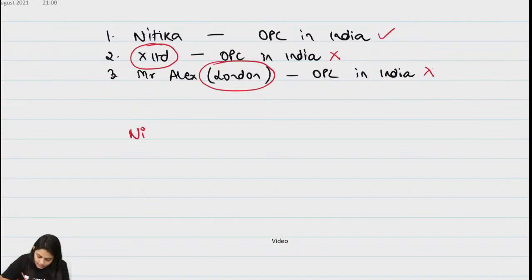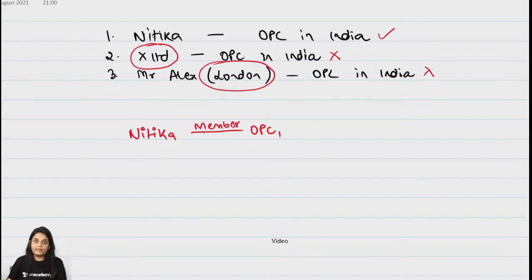Let us say Nitika started 1 OPC. Can she be a member of 1 OPC? Yes. Now Nitika's brother opened another OPC and he said, Didi, I want you to be my nominee. So can Nitika be a member of OPC 1 and nominee of OPC 2? I want an answer from everyone. Yes or no? Can she be a member and nominee at the same time? Yes, but only 1.